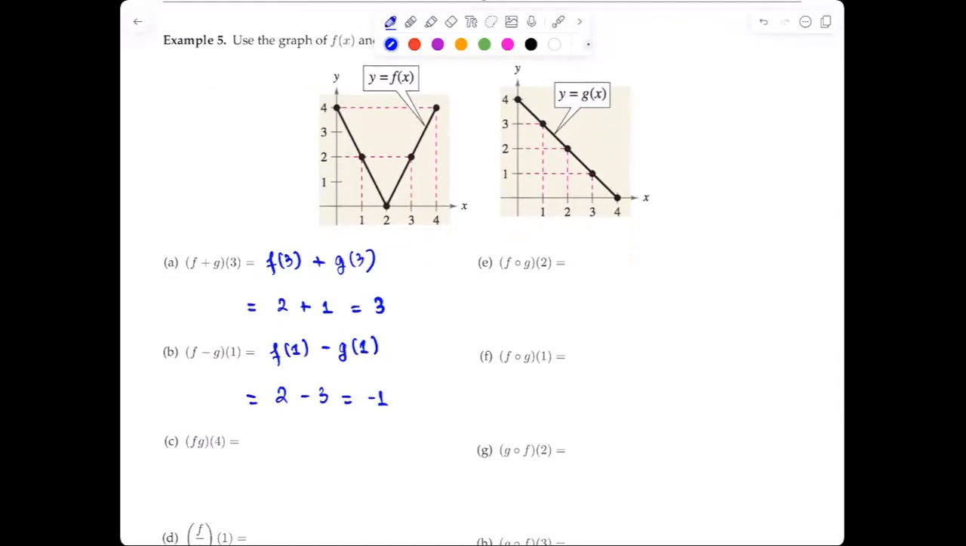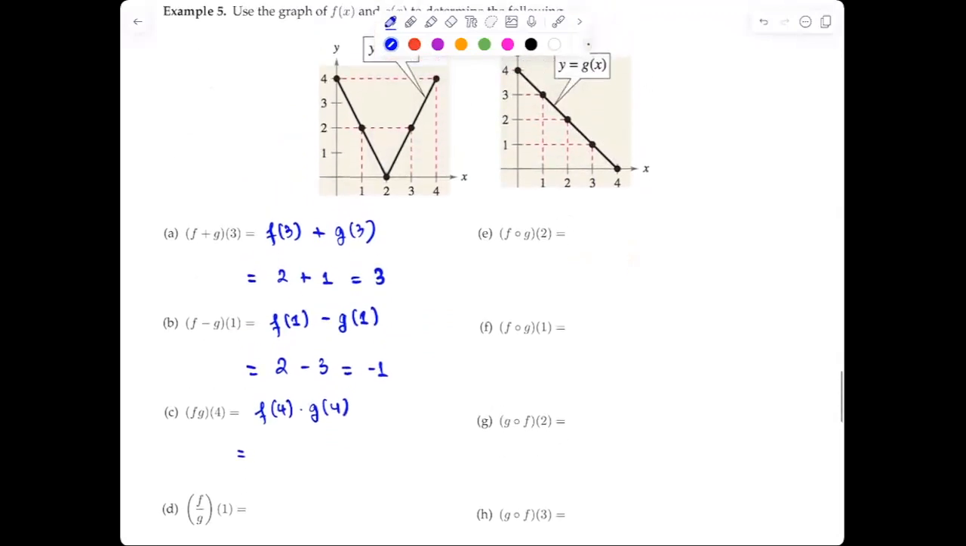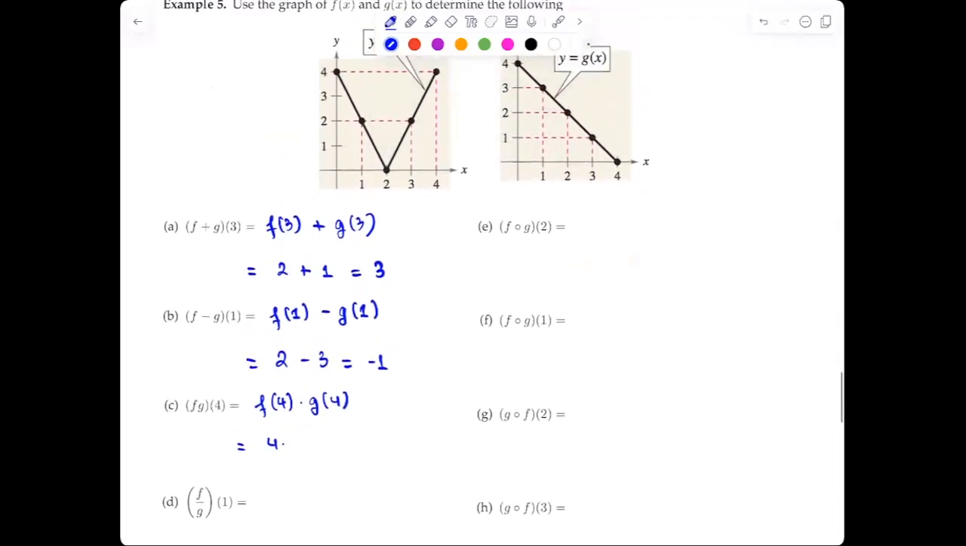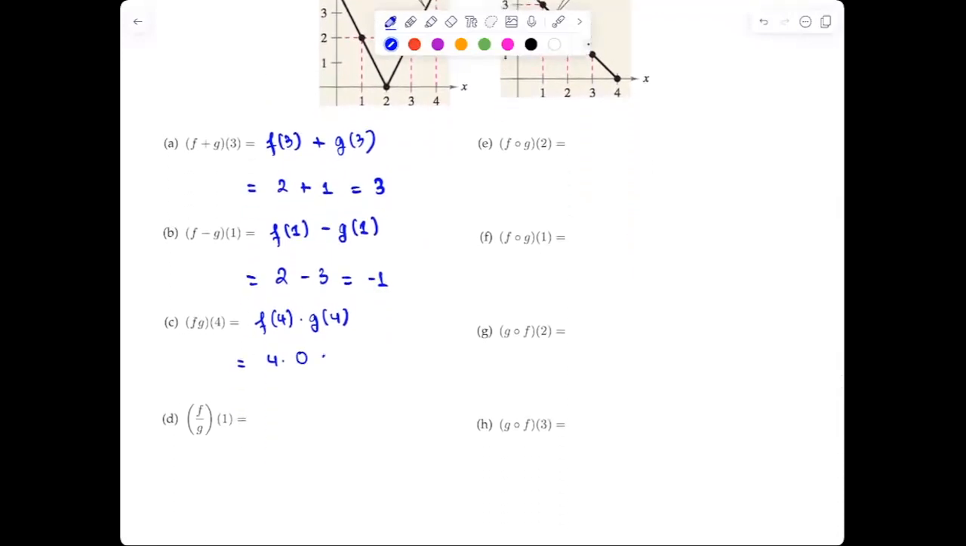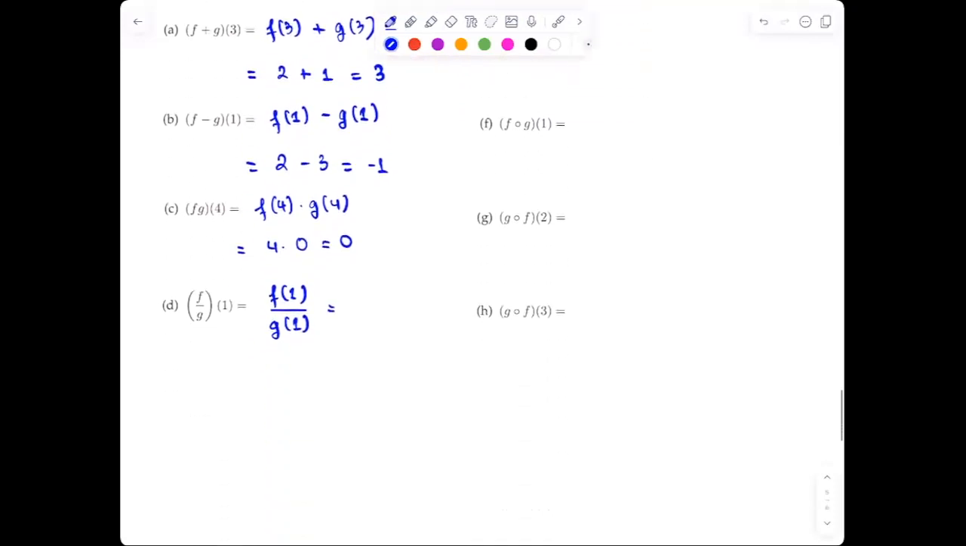f times g of 4 is f of 4 times g of 4. Given that f of 4 is equal to 4 and g of 4 is equal to 0, the answer is 0. Now d is the quotient functions. f over g of 1 is f of 1 over g of 1, given that f of 1 is equal to 2 and g of 1 is equal to 3.